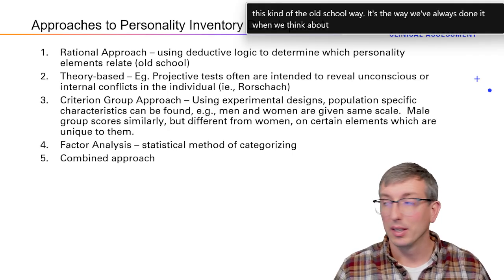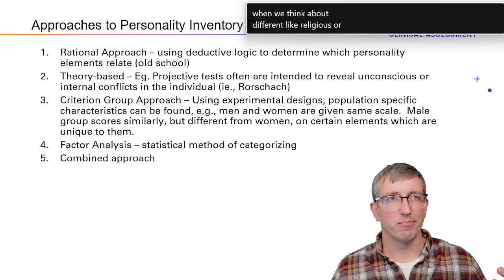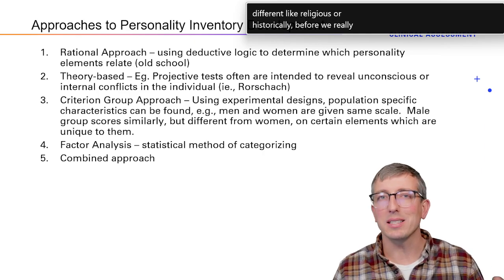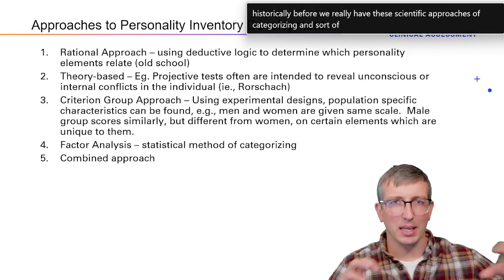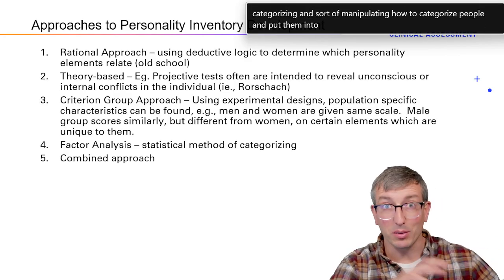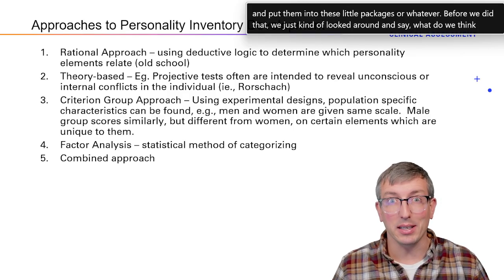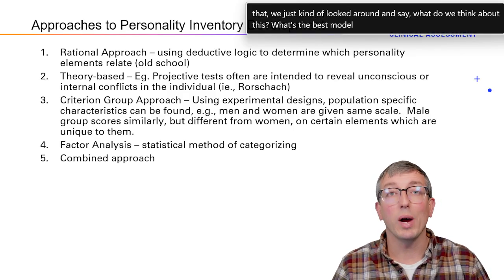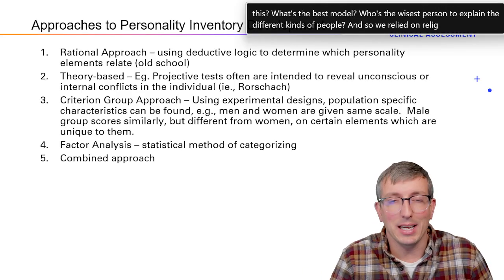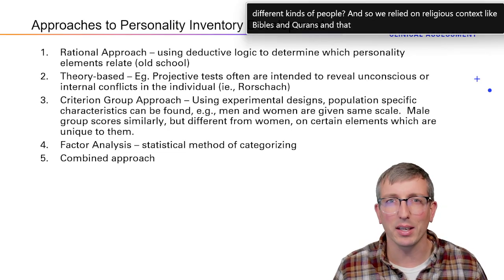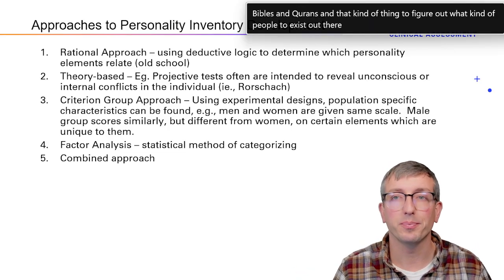When we think about different religious contexts, historically, before we really had these scientific approaches of categorizing and sort of manipulating how to categorize people and put them into these little packages, we just kind of looked around and said, what do we think about this? What's the best model? Who's the wisest person to explain the different kinds of people? And so we relied on religious context like Bibles and Qurans and that kind of thing to figure out what kind of people do exist out there.